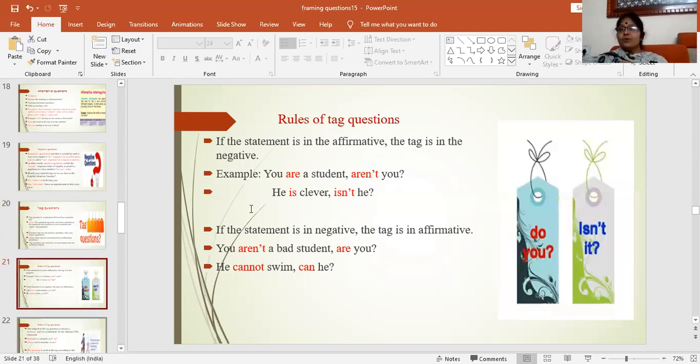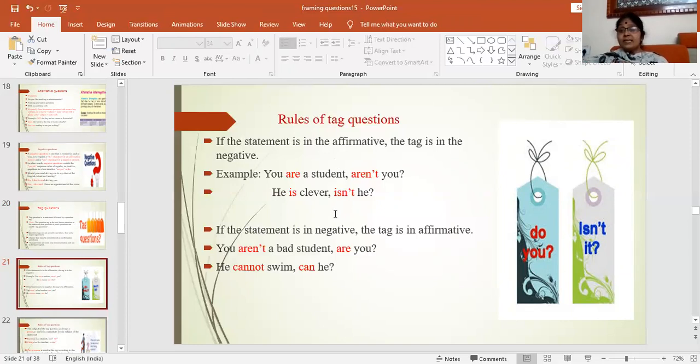Now, what are the rules for tag questions? If the statement is in the affirmative, the tag is in the negative. For example, you are a student. The statement is positive. Then you're confirming it by giving a negative tag. So you say, aren't you? He is clever. A positive statement. And then you're confirming it by saying, isn't he? Right? So what is the first rule? If the statement is in the affirmative, the tag is in the negative, right?